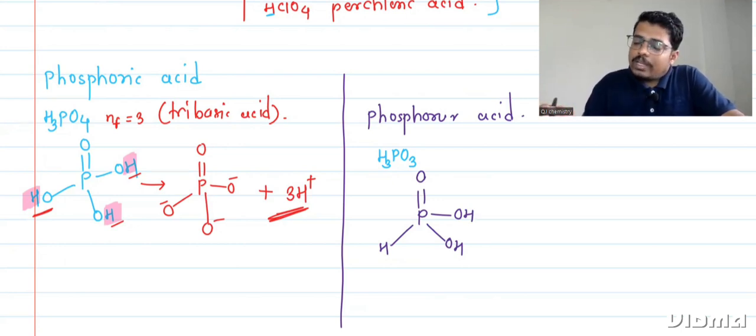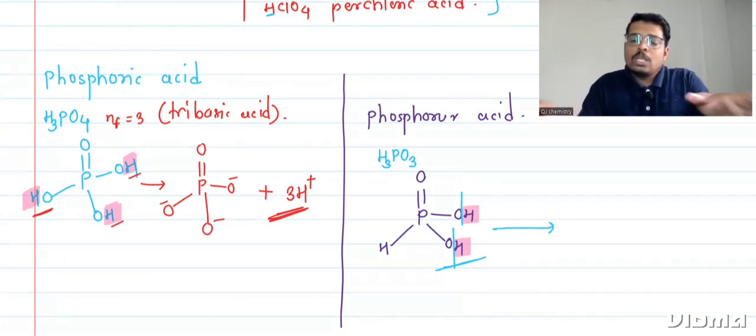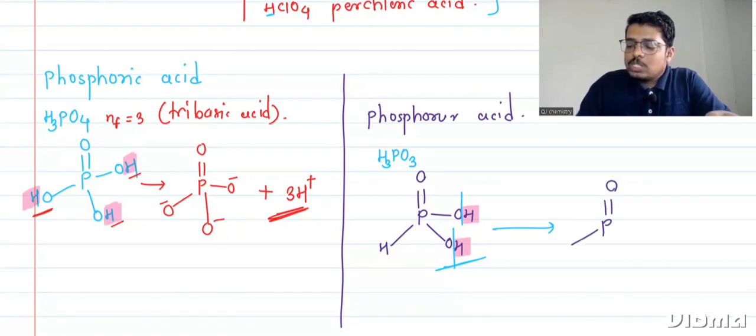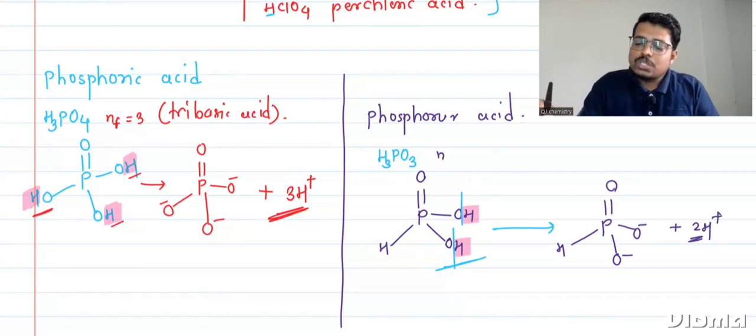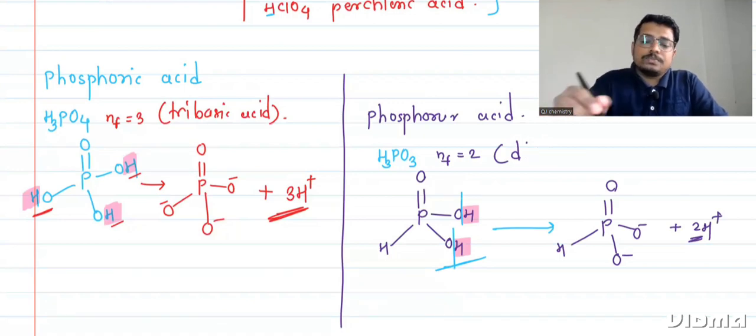Now here, how many ionizable hydrogen atoms can form in the solution? Only two hydrogen atoms, only two bonds. The oxygen-hydrogen bond cleavage takes place, and due to the cleavage of these two bonds, it gives 2 H plus ions in the solution. So due to the formation of these 2 H plus ions, its N factor is 2. Phosphorus acid is a dibasic acid.